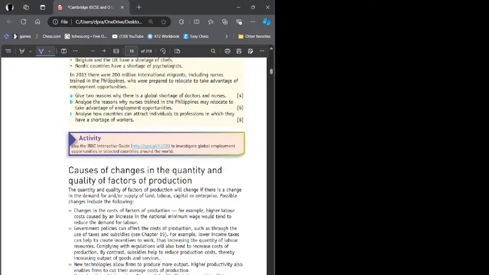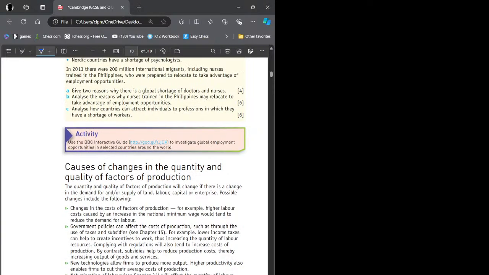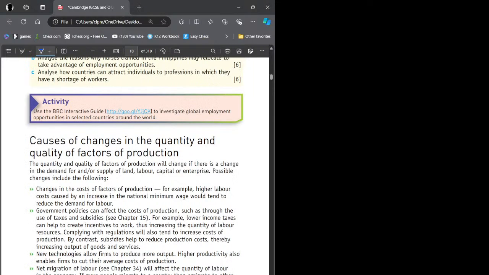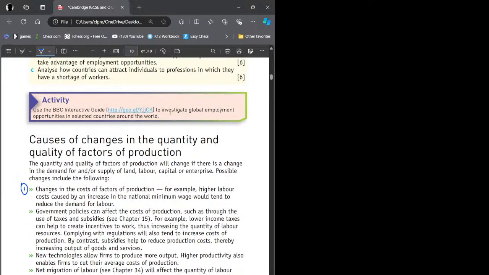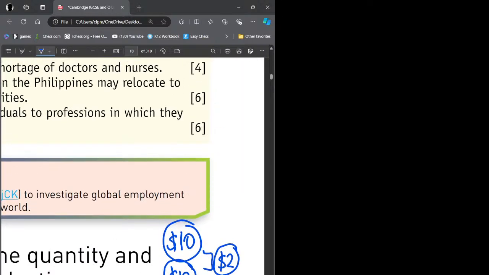Then we have causes of changes in the quantity and quality of factors of production. Okay, so first we have changes in the cost of production. Let's say that we make pens at $10 and we sell them at $12. Now the profit margin over here is $2, right? Now in this $10, maybe the cost of labor, the one worker making the pen, takes $5 from it.